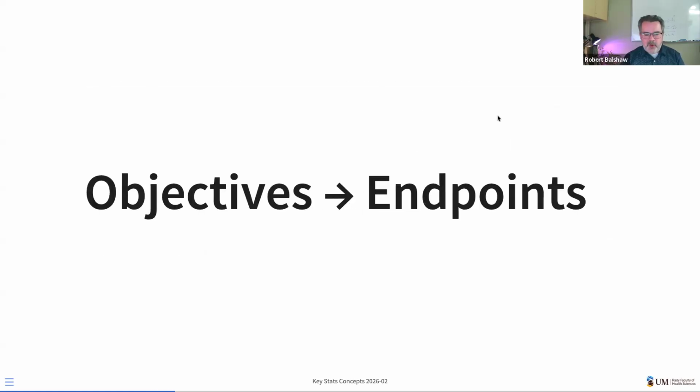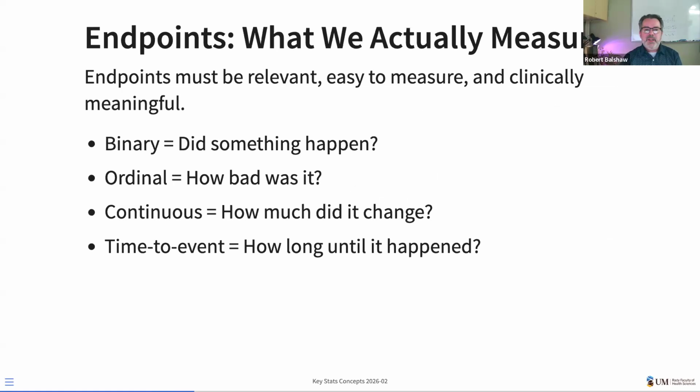So first off, objectives will shape what our endpoints are. And in the language of the ICH guidelines, endpoints must be relevant, easy to measure, and clinically meaningful. And there's several different kinds of endpoints. And of course, you'll be familiar with these ideas, but did something happen? That's a binary endpoint, yes or no. Did something happen during the conduct of the trial, during the follow-up on the patient?